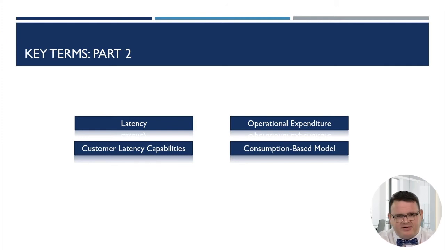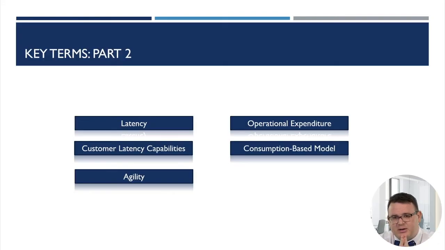So then we have this, again, going back to this operational expenditure idea, the consumption-based model. Consumption, right? Eating, drinking, consuming. Based on that, our model is if you use something in Azure, you pay for it. If you don't use it, you don't pay for it. Easy peasy lemon squeezy, right? So that's going to be our consumption-based model.